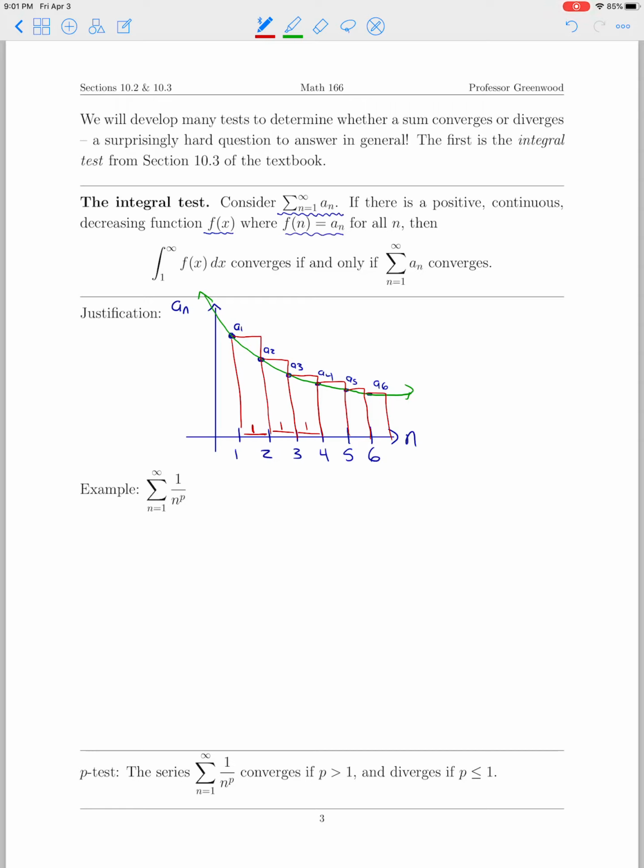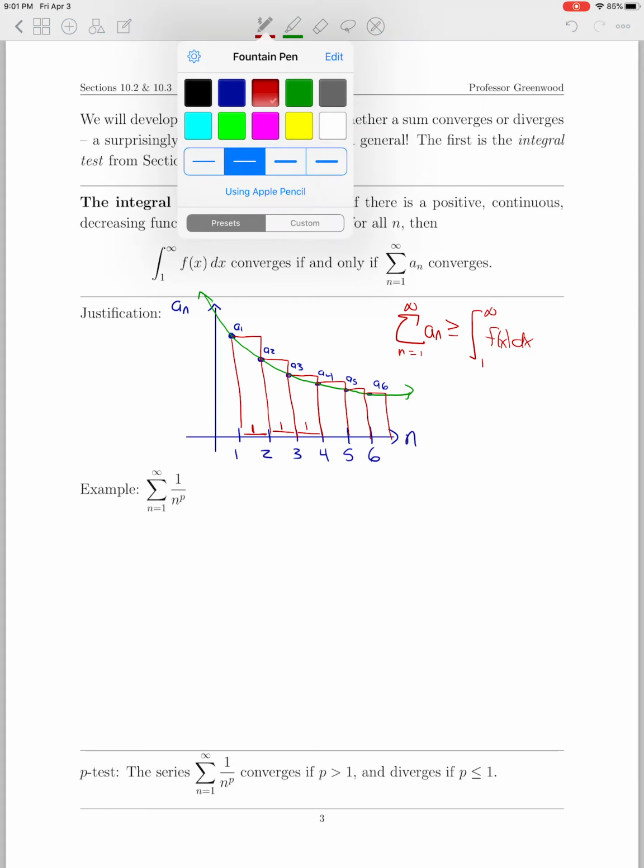And so that means that the total area of all of these rectangles is just going to be the sum from n equals 1 to infinity of a sub n. That is my Riemann sum for this integral. And at this point, it's pretty clear to see that these rectangles are all on top of the function. And so that means that this sum is greater than or equal to the integral from 1 to infinity of f of x dx. Okay, so that's one relationship I can find.